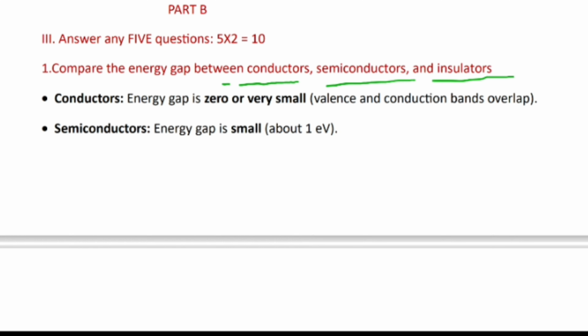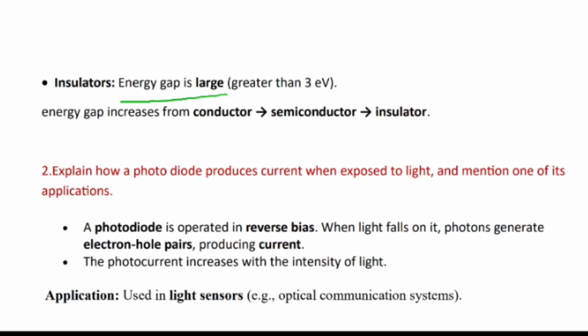In a conductor, the energy gap is zero or very small. It means valence and conduction bands overlap. Okay. In a semiconductor, the energy gap is small, about 1 eV. Okay. In an insulator, the energy gap is very large, greater than 3 eV, and the energy gap increases from conductor to semiconductor to insulator.